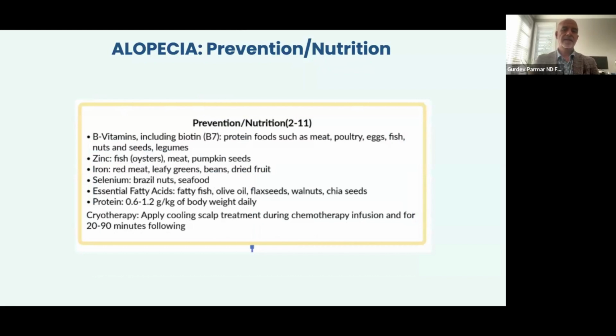So you can see that for the alopecia module, references 2 to 11 are included here. So these are some of the best evidence-informed preventative recommendations or nutritional recommendations for alopecia. And we recommend this to anybody that is going to be using a treatment which is likely to cause alopecia.